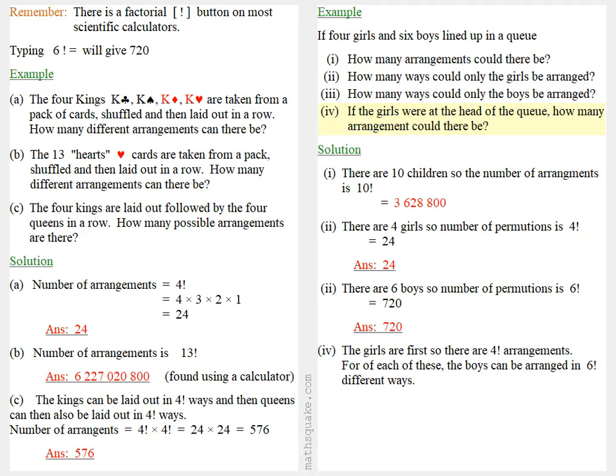And for each of these, the boys can be arranged in 6 factorial different ways. So the total number of arrangements is 4 factorial times 6 factorial, which is 24 times 720, or 17,280. So our answer is 17,280 ways.